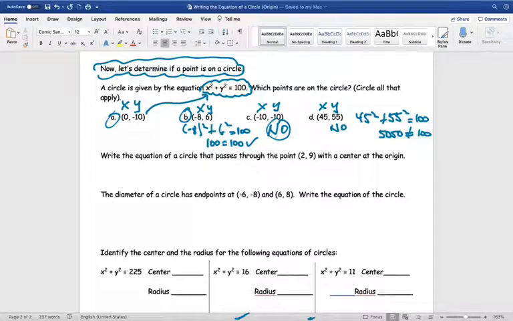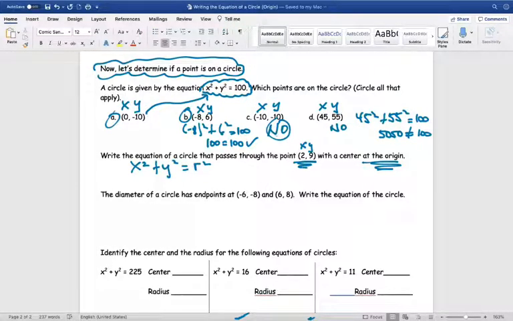All right, now it's asking me to do the equation of a circle that passes through this point 2, 9. We know that it passes through that point, and we know it goes through the origin. So if it goes through this point, that's an x and a y. And if it's going through the origin, I know my equation has to look like this: x squared plus y squared equals r squared. I just don't know what that radius is.